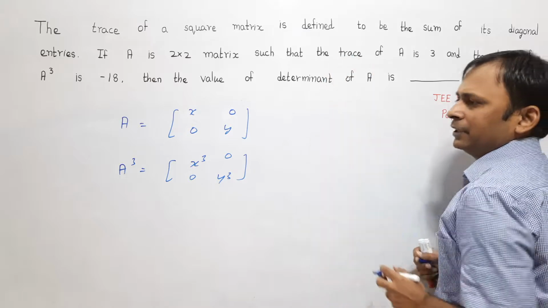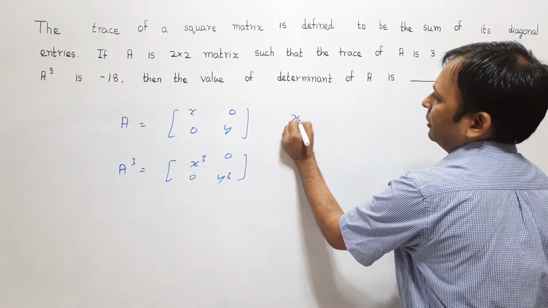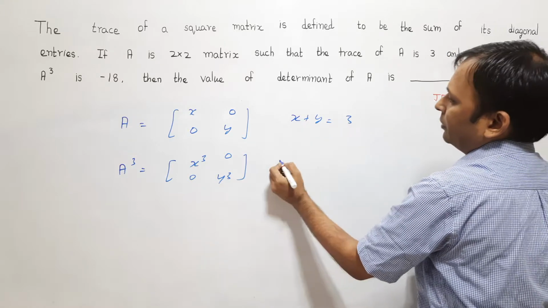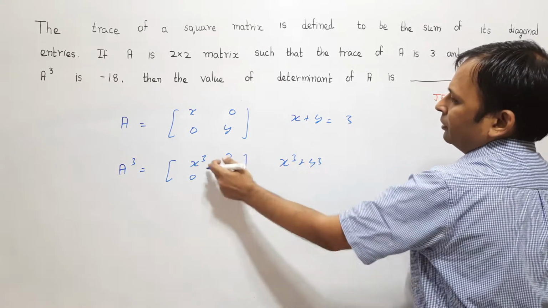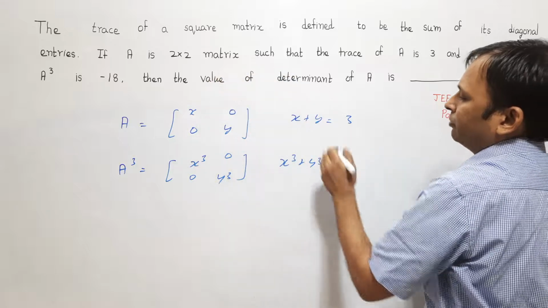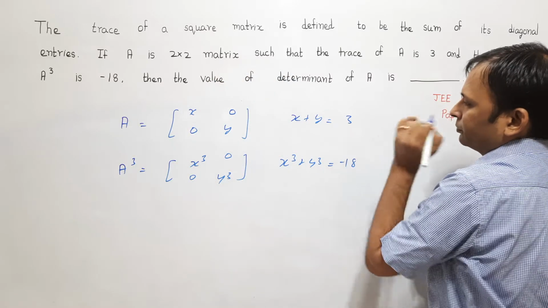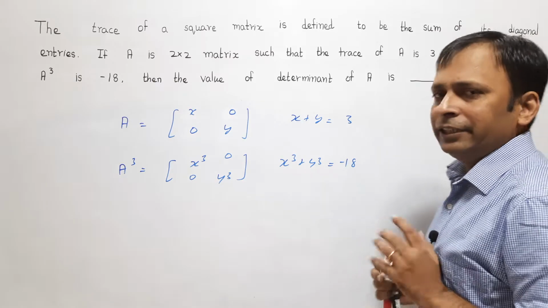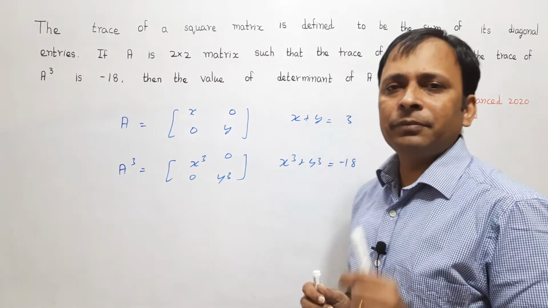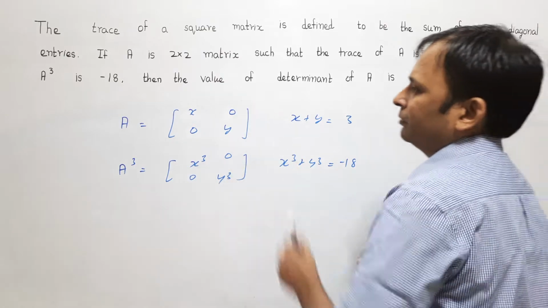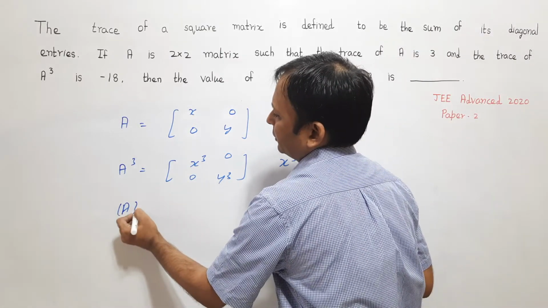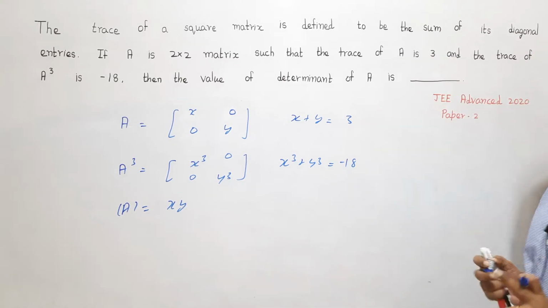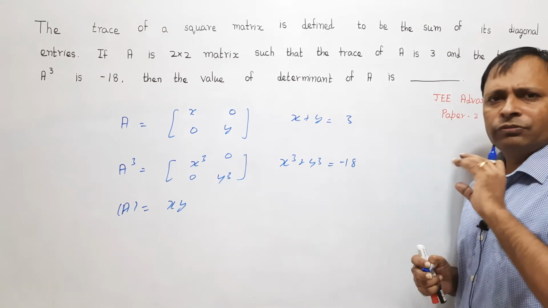So as per the restrictions given in the question, x plus y is 3, and x cube plus y cube, the trace of this matrix, is equal to minus 18. From here, what do I need? I need the determinant of this matrix. What is the determinant of this matrix? Very obvious, it is equal to x into y. So I just need the value of x into y using these two equations, which is very easy to find out.